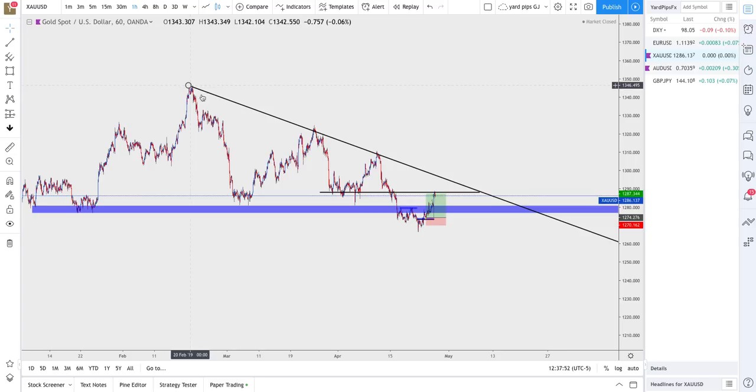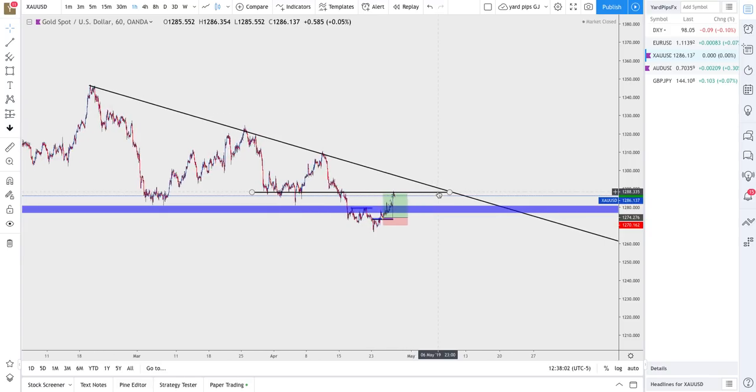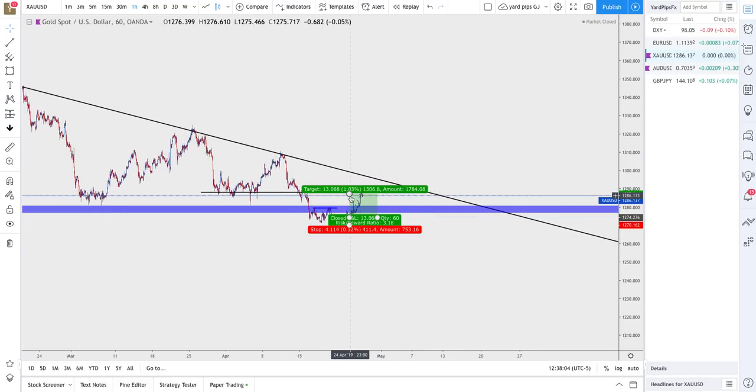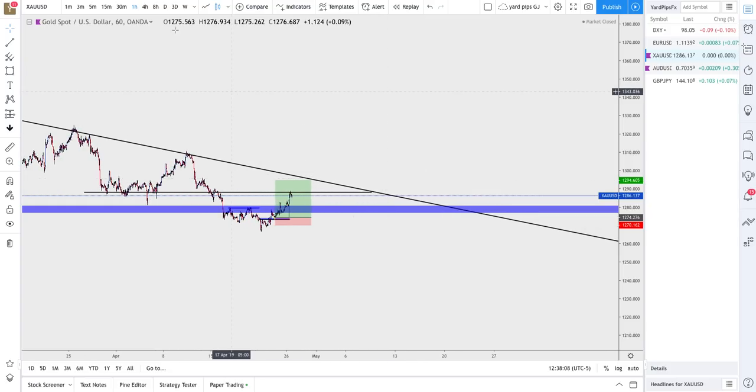All right, so we have point A, point B, point C. We may have a point D test of this trend line if this level of support, past support acting as future resistance, breaks. So anticipating that would give me somewhere around 203 pips.